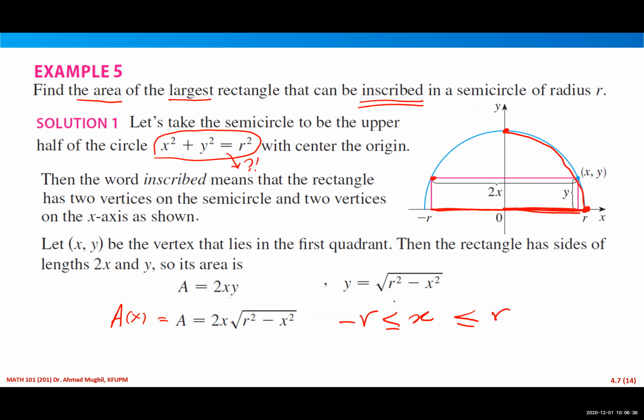But here, guys, X is what? X is a length. It is the half of the side of the rectangle. So we cannot have it negative. We should have it positive, because it is a length.